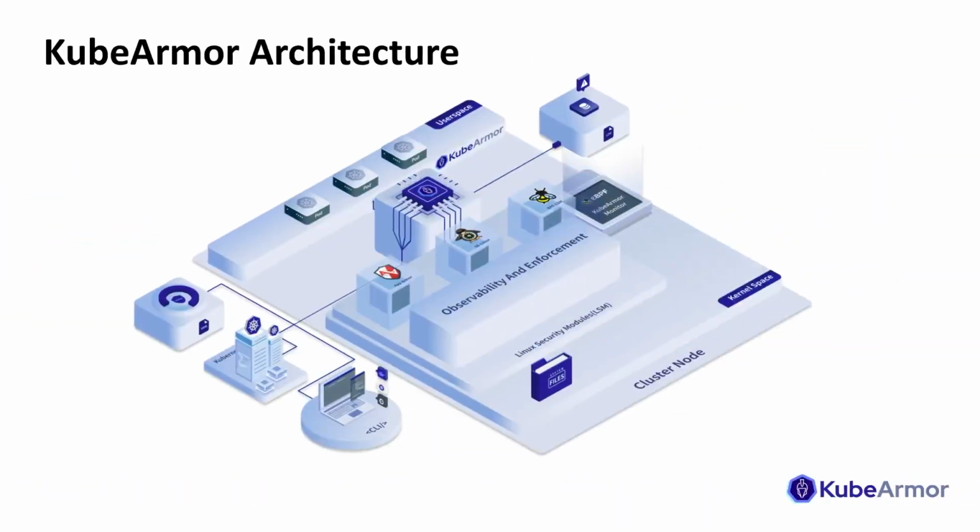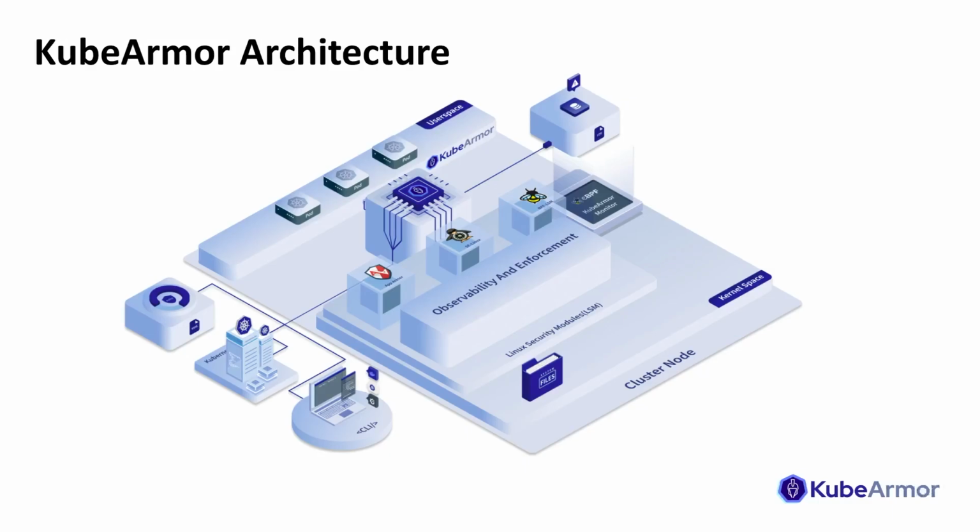So here is the architecture of CubeArmor. You can install CubeArmor on top of an existing Kubernetes cluster by using daemon sets. So you have CubeArmor running on each node, and it is leveraging eBPF for monitoring and LSM for enforcing security policies. And we also have a CLI tool to interact with the CubeArmor. You can use the CLI tool to get policy violation alerts into your CLI.